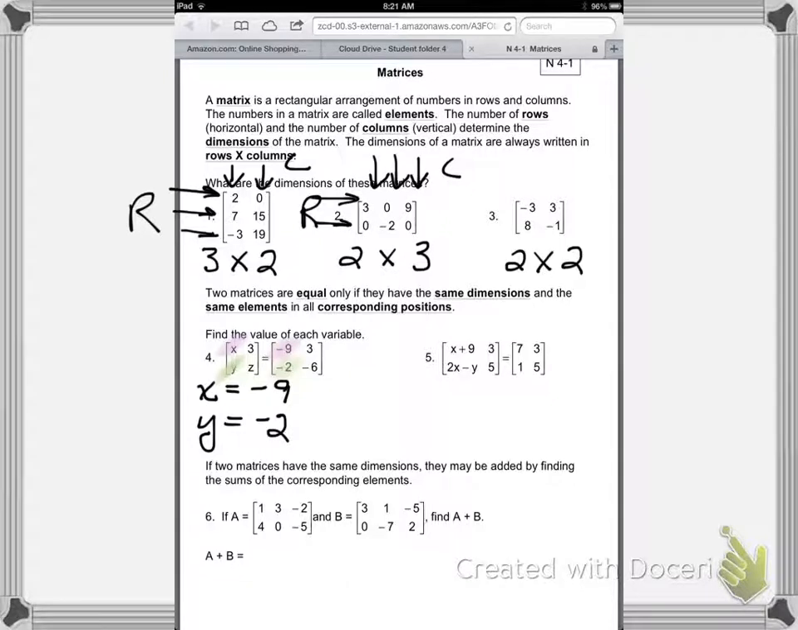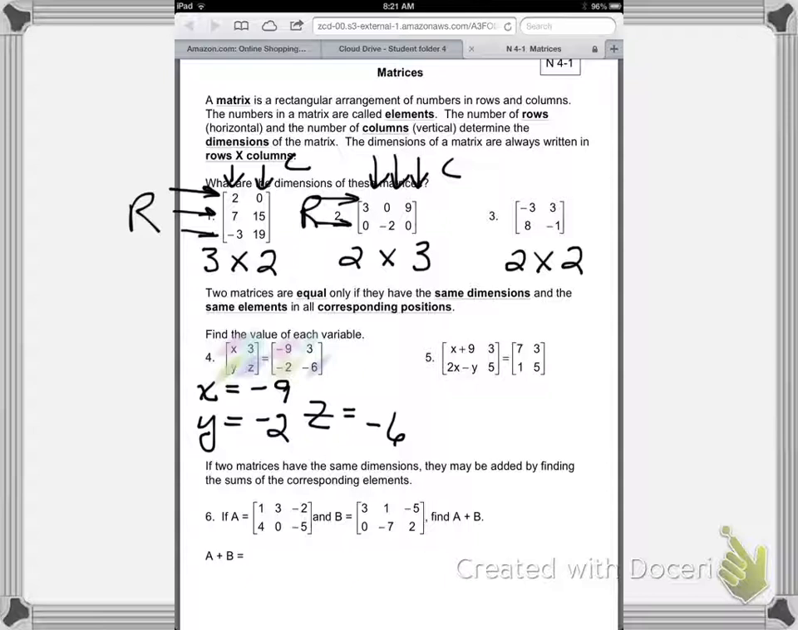And 3 equals 3, I can see that. That's not a variable, but if I look at that element, I can see that it also corresponds. 3 here equals 3 here. And then the last variable that I need to worry about is the z variable. In this particular case, z is equal to -6.